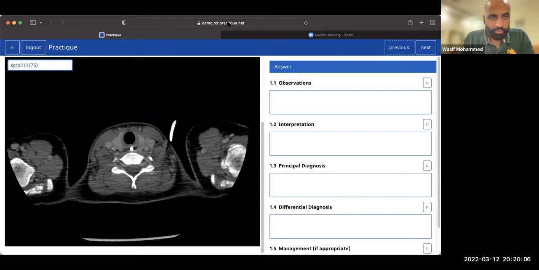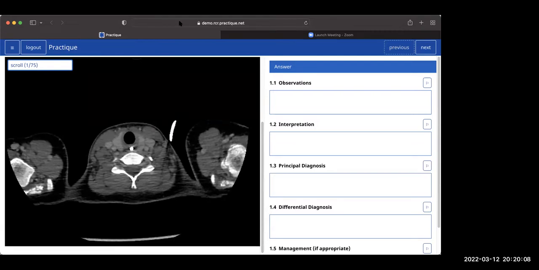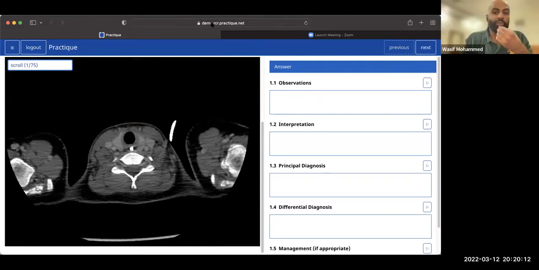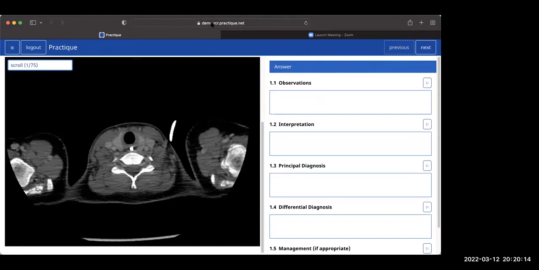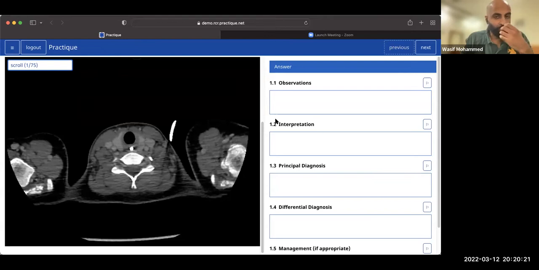So let's get to the system question. Is it the same system in Viva as well, Dr. Wasif? No, the Viva will be Osirix. So the scrolling there would be with the mouse wheel? Yeah, I'm using Osirix as well, so you can use the mouse scroll wheel, which is quite comfortable.